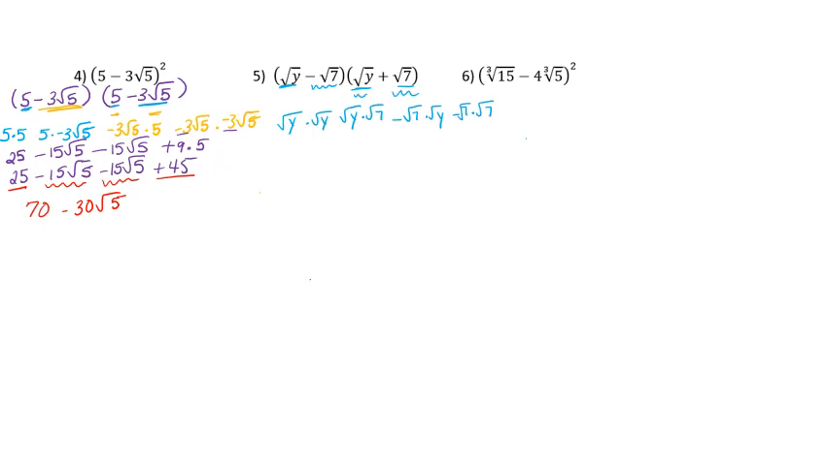The square root of y times the square root of y is y. Then we have plus the square root of 7y, and then minus the square root of 7y, because y times 7 is just 7y, and 7 times y is 7y. And then minus, because we have a negative times a positive, the square root of 7 times the square root of 7 is 7. Plus the square root of 7y minus the square root of 7y, they cancel each other out. All right, and then I have y minus 7 left over.